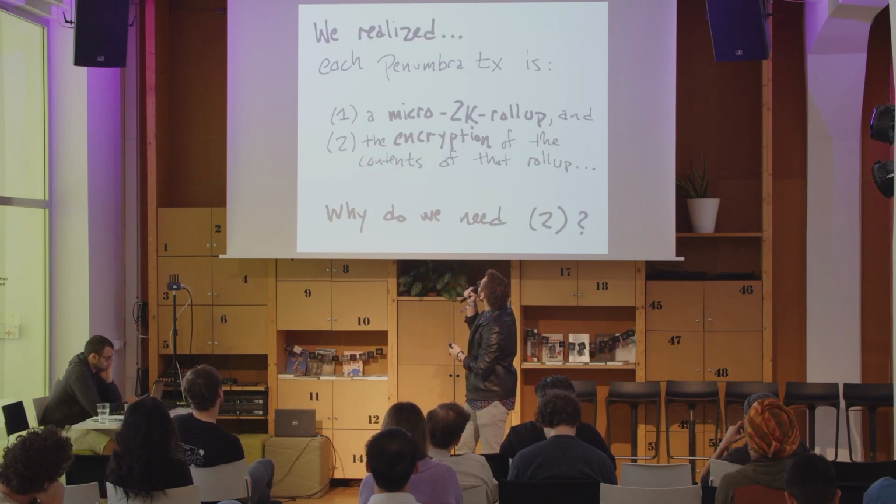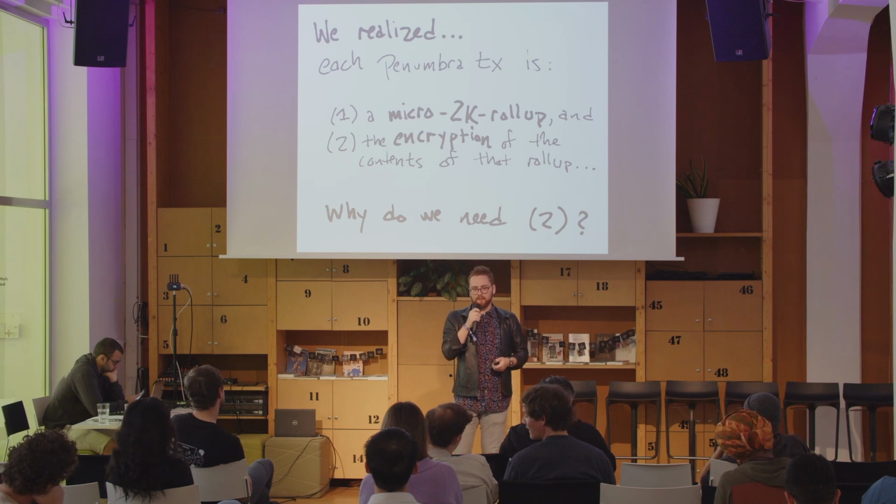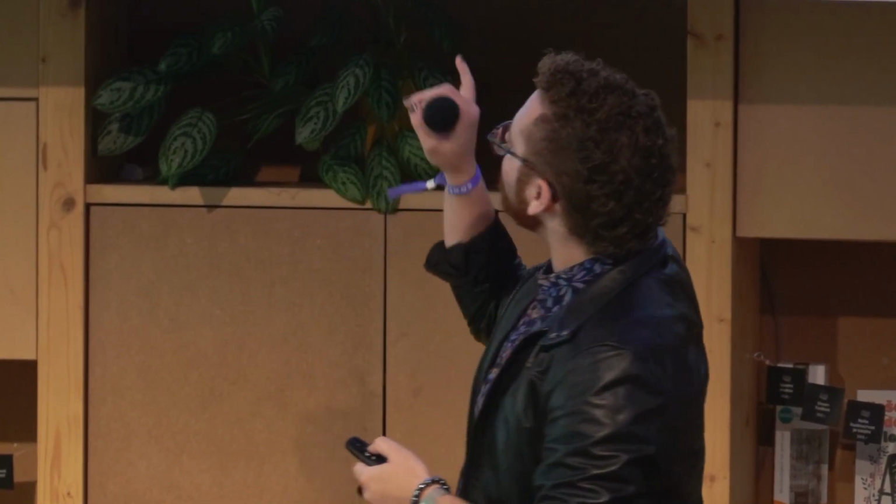But we realized that every Penumbra transaction is actually secretly, or not so secretly, a micro ZK rollup that consists of the commitment and zero knowledge proof of a single transaction. We're rolling up one transaction into one tiny little commitment to it, and also the encrypted contents of said rollup. And we thought to ourselves, well, why do we need two?